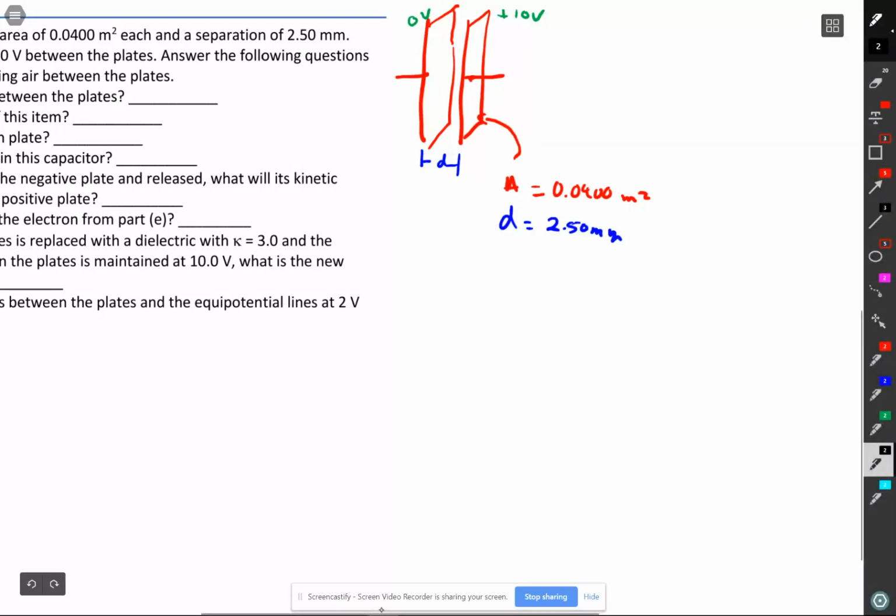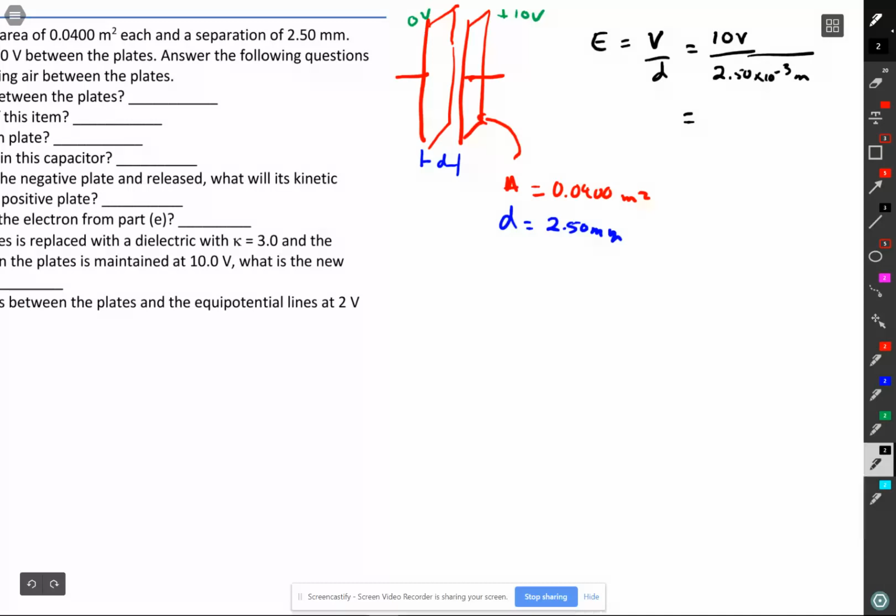The electric field between the plates has a magnitude equal to the voltage difference divided by the separation. That's it. Now, this is only if you have a uniform electric field, but between those plates, as we talked about in class, you do have a uniform electric field. And so that's just going to be 10 volts divided by 2.50 times 10 to the minus third meters.